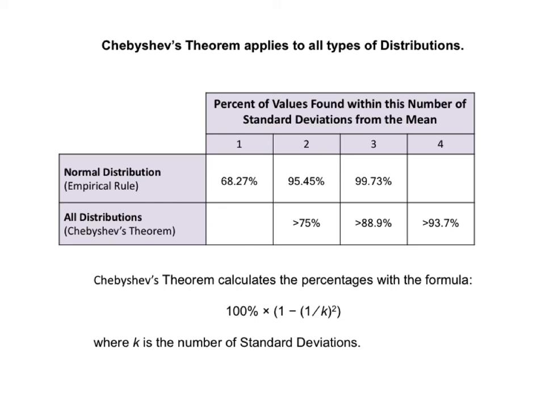For non-normal distributions, Chebyshev's theorem can be used. Actually, Chebyshev's theorem also applies to normal distributions, but the empirical rule provides more precision for normal distributions. Chebyshev's theorem says that no matter the distribution, 75% of data values are within 2 standard deviations from the mean, 88.9% are within 3 standard deviations, and 93.7% are within 4 standard deviations. And here is the underlying formula which calculates the percentages.